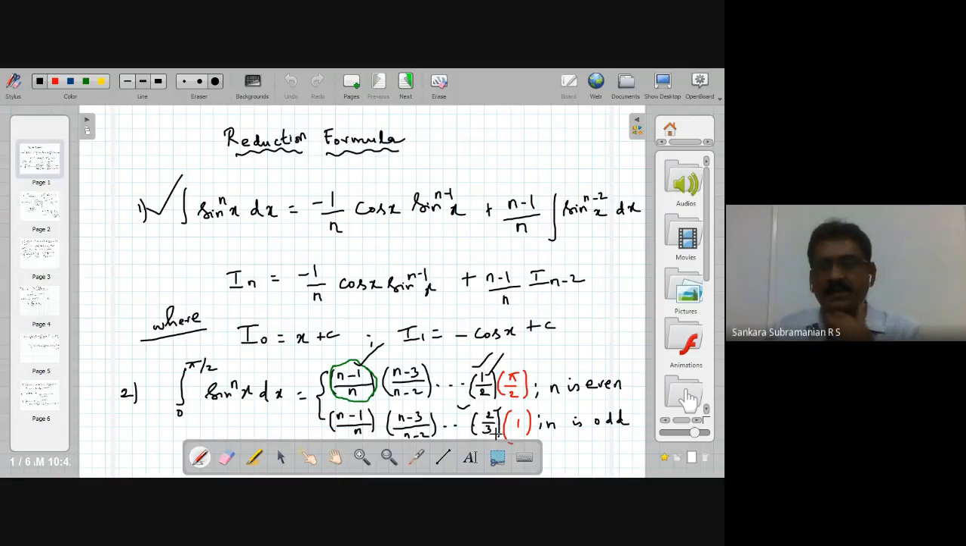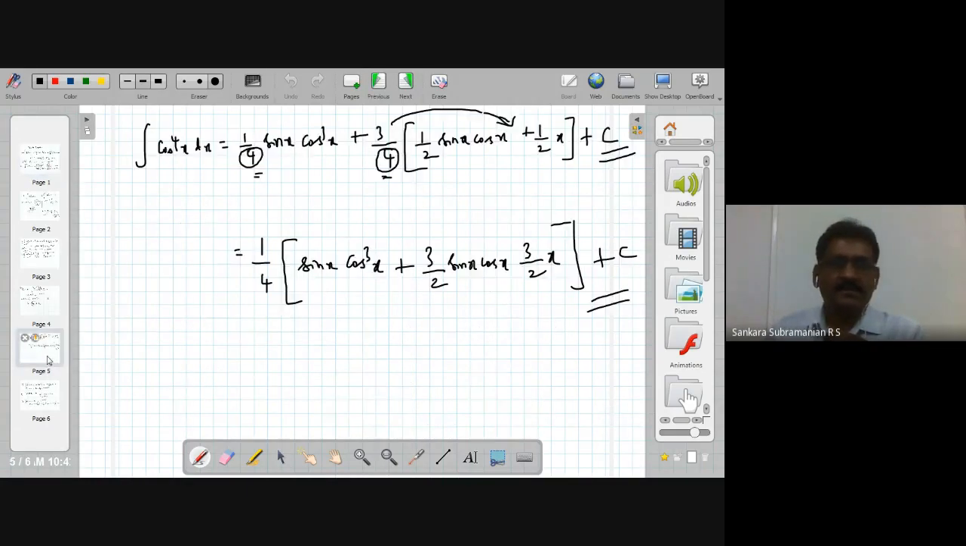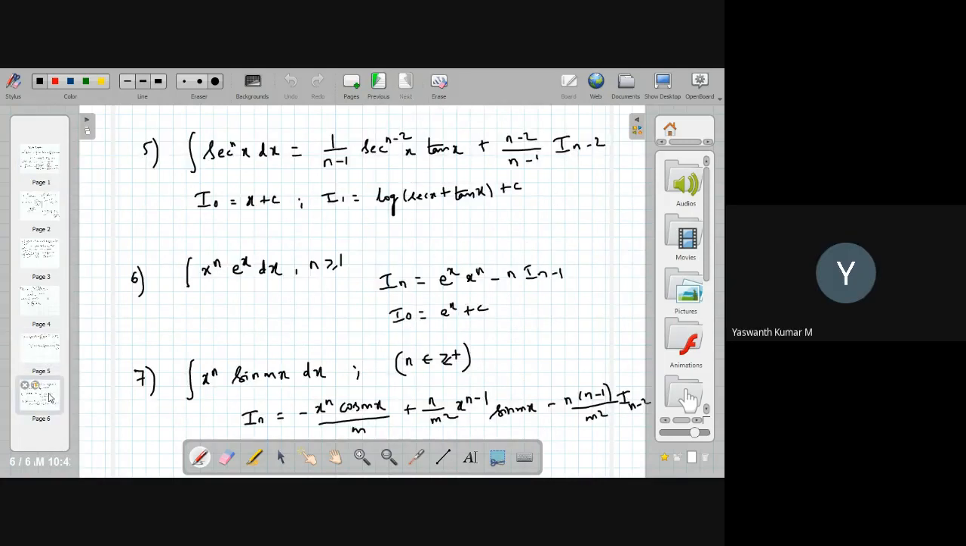And 2 by 3 will come into the picture. Then you have to check whether pi by 2, if it is 1 by 2, you have to put pi by 2, same thing, right? That also will be taken into consideration.